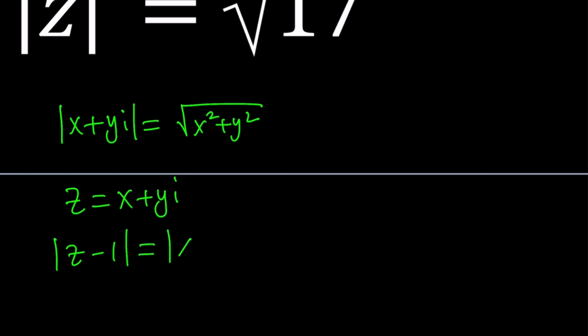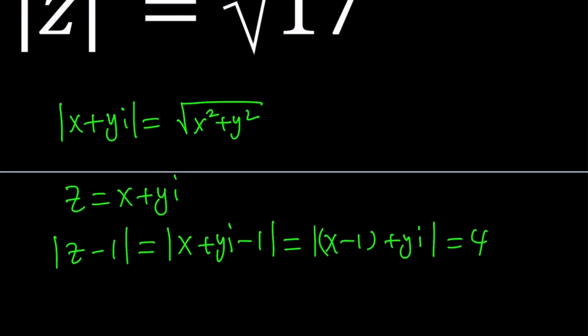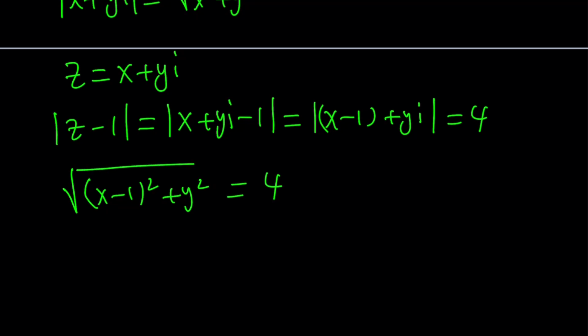Now replace z with x plus yi, and then let's go ahead and put the real parts together like this. You don't have to use parentheses, but I just want to do it. And then that is equal to 4. Now by using the definition of absolute value, we can write this as the square root of x minus 1 squared plus y squared equals 4. Great, that's one of the equations that we have.